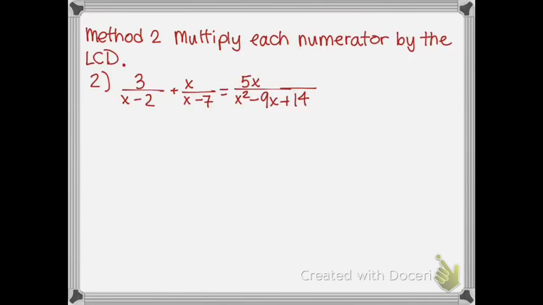Okay, method 2. Let's multiply each numerator by the lowest common denominator. When do we do this method? Well, when we don't just have a single expression equal to a different expression. We have more going on here. On the left, we have this addition, so we don't just have a single expression equal to another one. Okay, so what is the LCD? The LCD is the lowest common denominator.